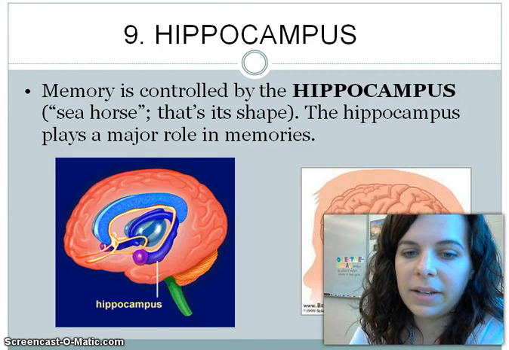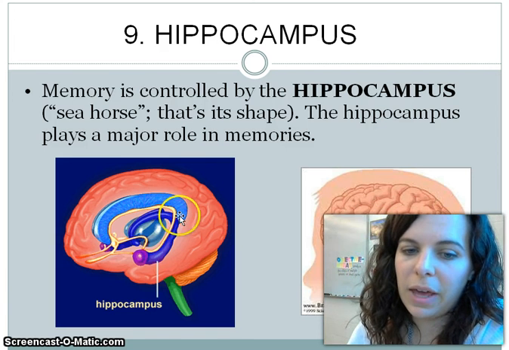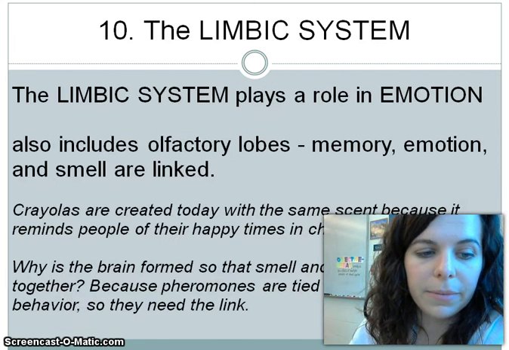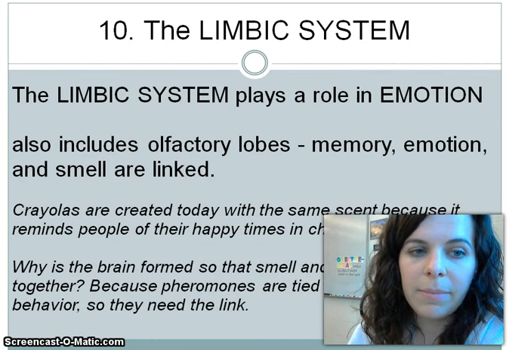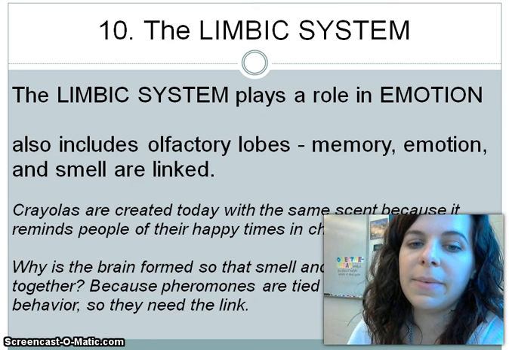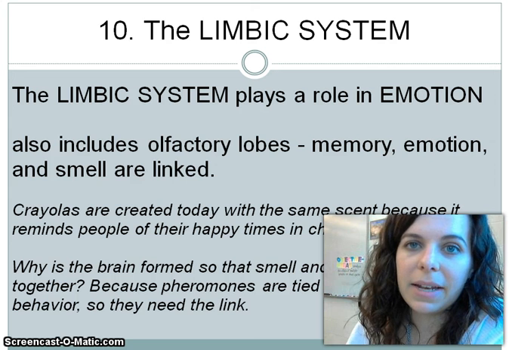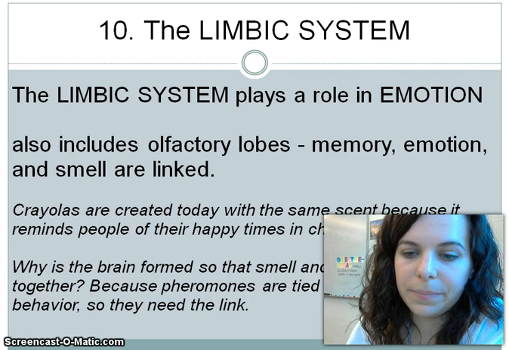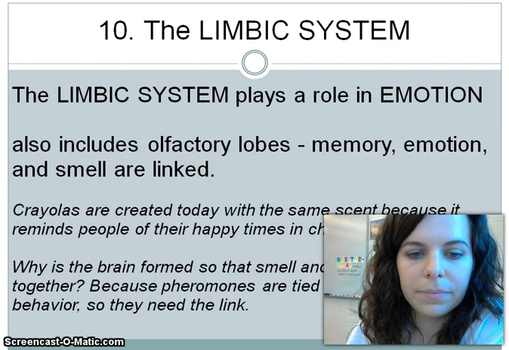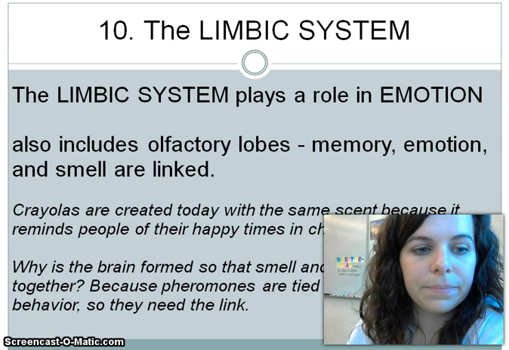Another part of the brain is called the hippocampus. It looks like a seahorse, which is why it's called the hippocampus, and plays a major role in your memories. The limbic system plays a role in your emotion. It also includes the olfactory lobes, which is why memory, emotion, and smell are so closely linked. For example, Crayolas today are created with the same scent so that they remind people of their childhood. The reason for this is evolutionary, because pheromones are tied to emotions and behavior.